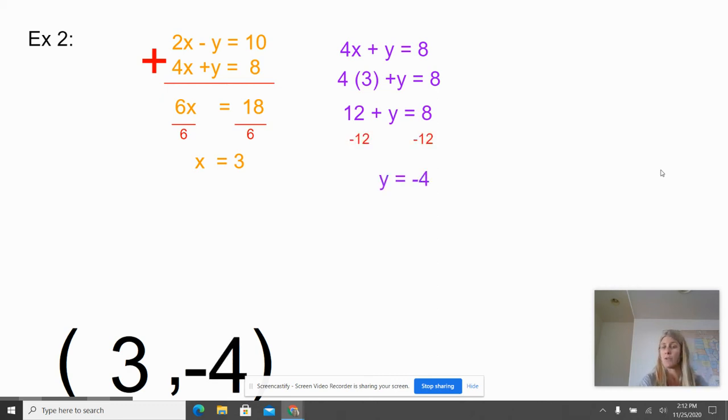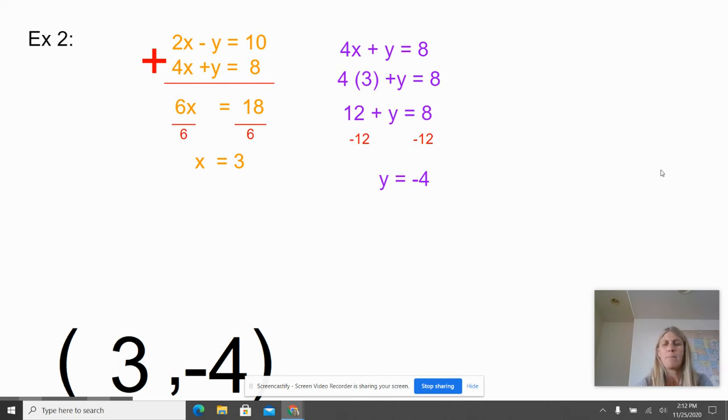Once again, we can now check by either plugging both x and y into our equation, making sure they both make true statements, or using Desmos. Here I have positive 6 minus negative 4 equals 10 for that top equation. And then we have 12 plus negative 4 equals 8 for the second equation. And those are both true statements.